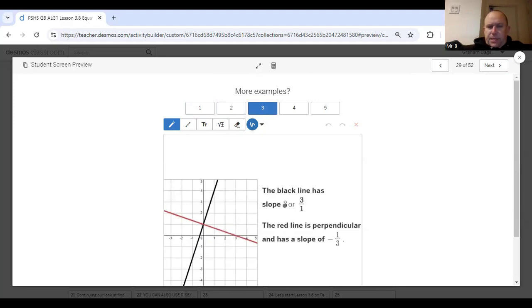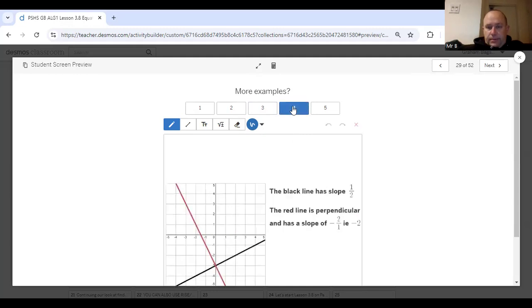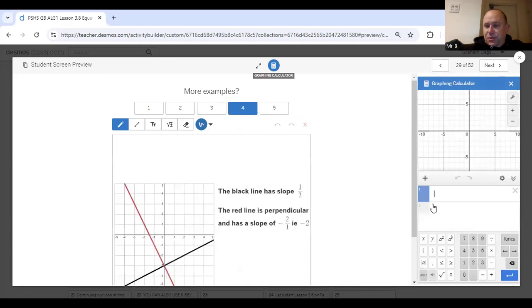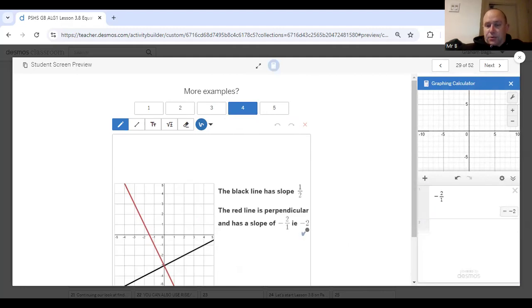I think this is the same one from a second ago, but this black line has a slope of 3. So 3 over 1, flip, 1 over 3, and then change the sign. Change it from positive to negative. Number 4, the black line is 1/2, so flip 2 over 1, change the sign, make it -2 over 1, and then this is where we got to remember, make sure you're simplifying all your fractions just in case. -2 over 1 is -2. That's the answer we will be looking for, not -2 over 1.